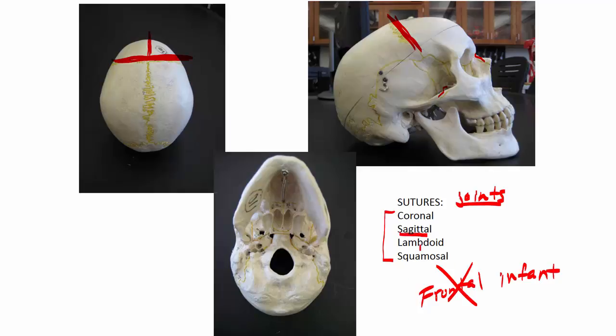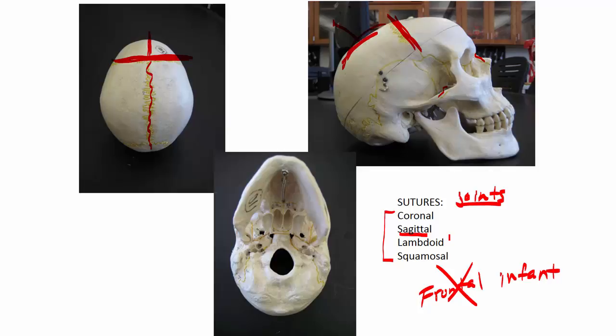The sagittal suture, this would be the sagittal suture. It divides the skull from left and right. It runs right along the top. So if you could look down on the skull this way, it'll be right along the top here. Okay, so that's your sagittal suture.